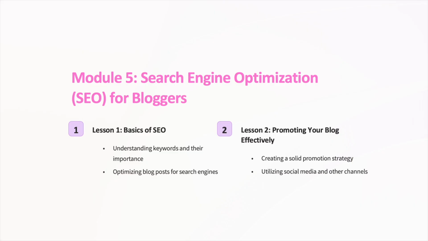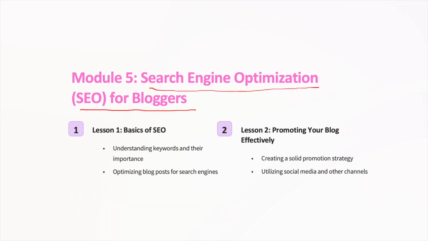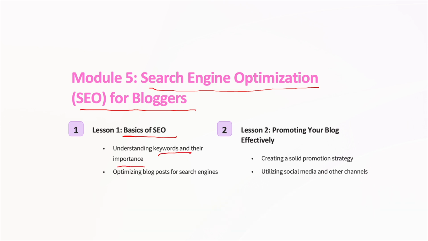So module number 5 is all about search engine optimization. There are 2 chapters that will be discussed in this module. In chapter number 1, we will see some basics of SEO, understanding keywords and their importance, and we will try to optimize our blog post as per search engine and keywords. So these 2 points will be discussed in chapter number 1.